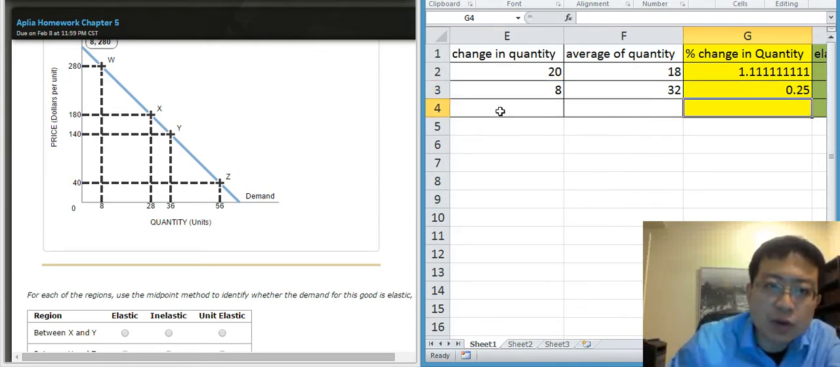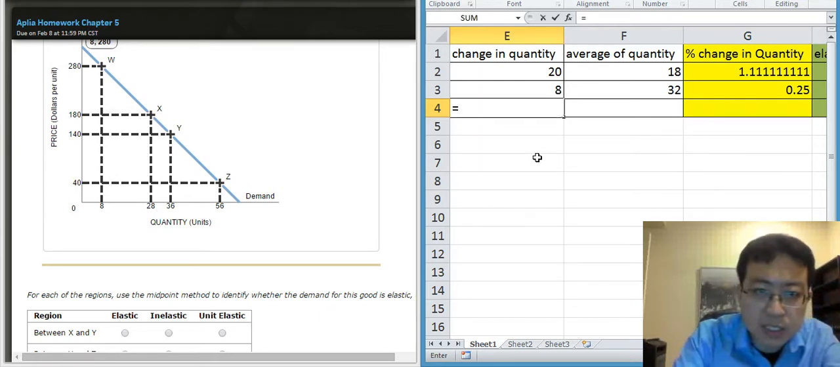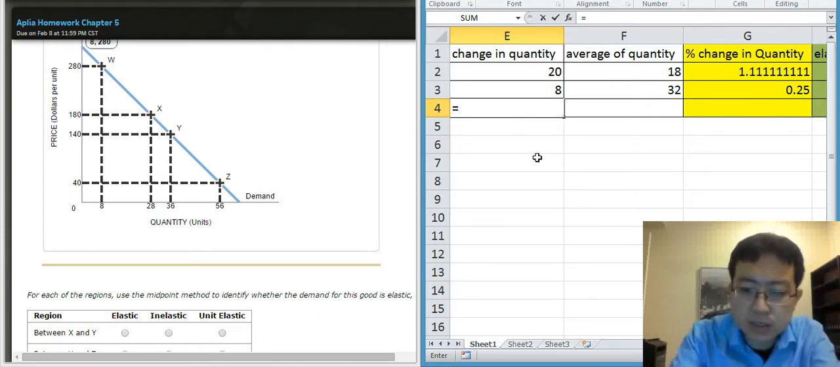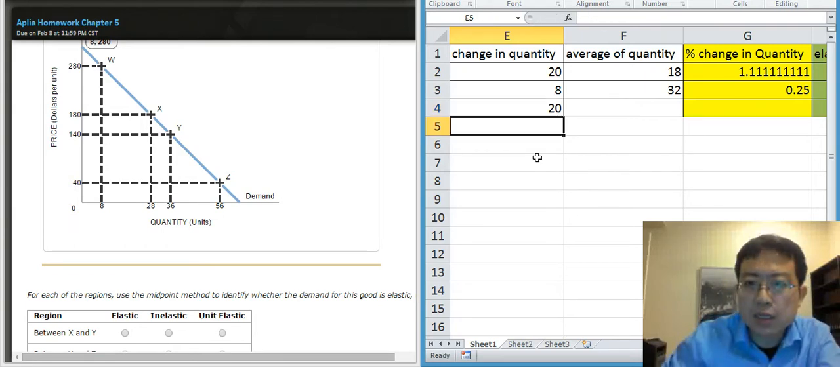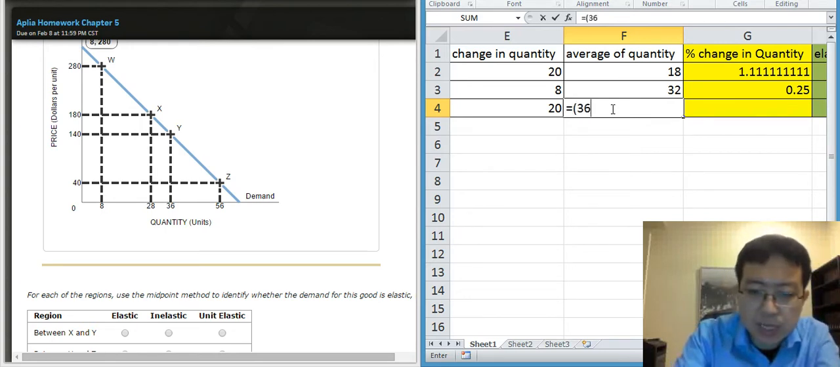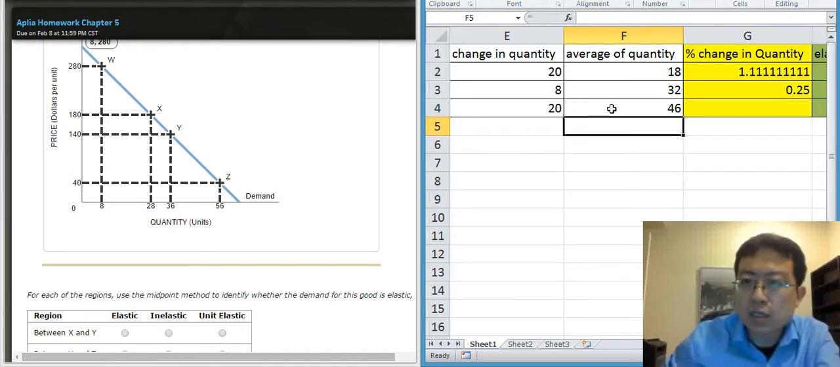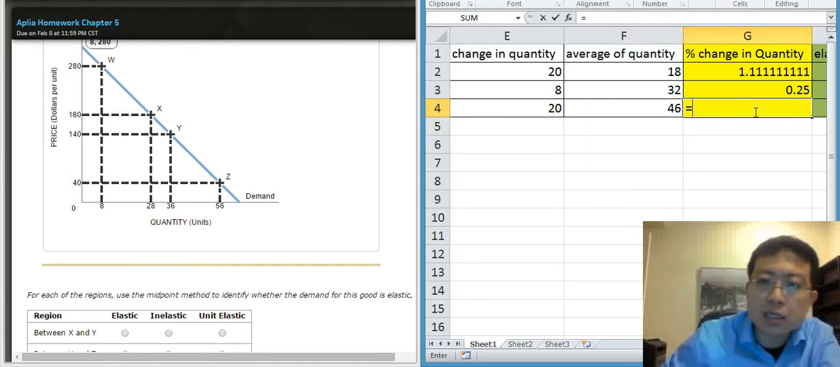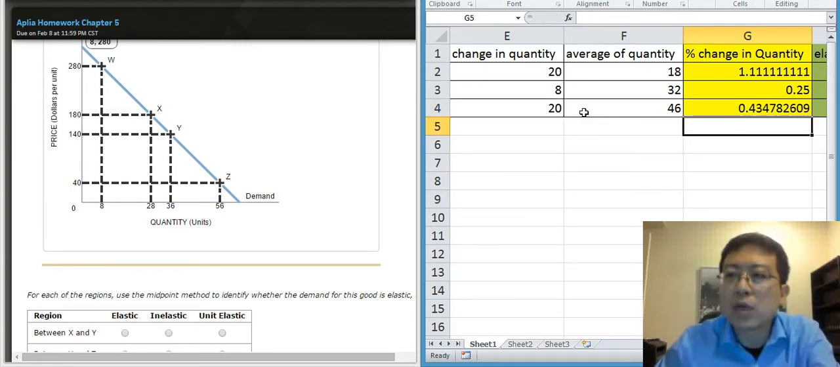And the last one, the change from y to z. So we're going to change our quantity from 36 to 56. So let's do 56 minus 36. That should be 20. And then the average of quantities, that will be 36 plus 56, and then divided by 2, it's going to be 46. So the percentage change in quantity is just going to be 20 divided by 46. And the answer is going to be 0.434782.